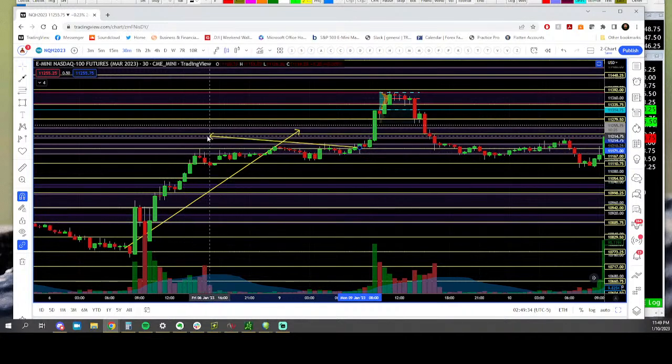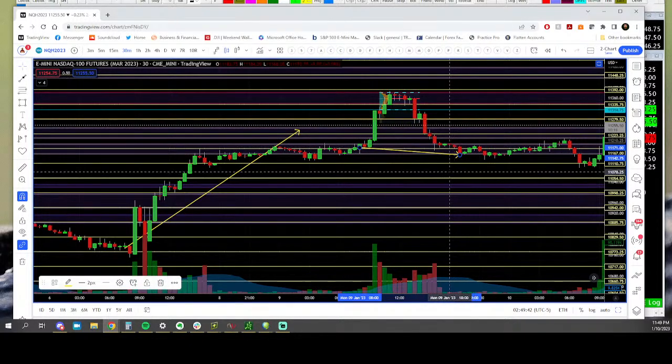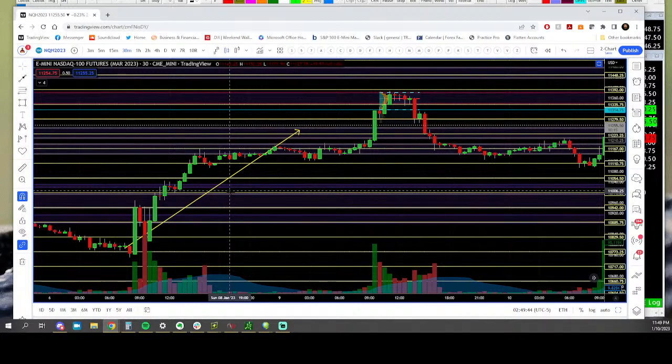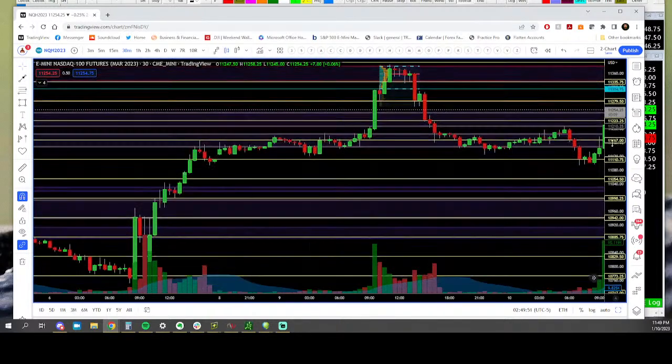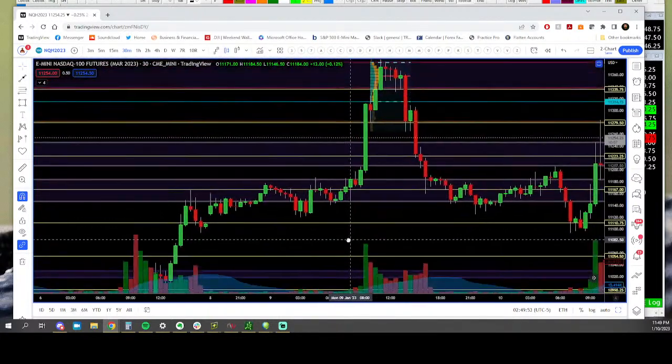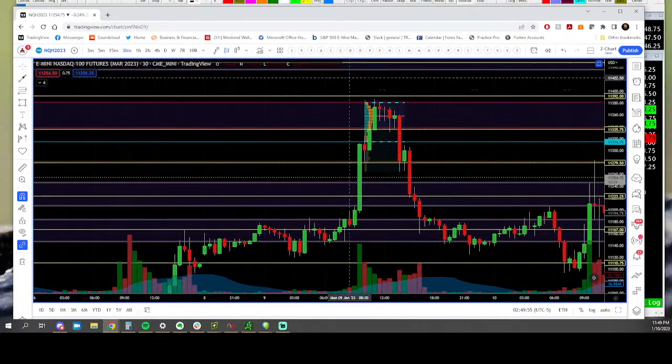So see, this move here had like a gentle rest time, correction time. This one had a correction in price, right? So just like a liquidation of that last rotation of the trend. You should assume that the next move up is not going to make a new high.